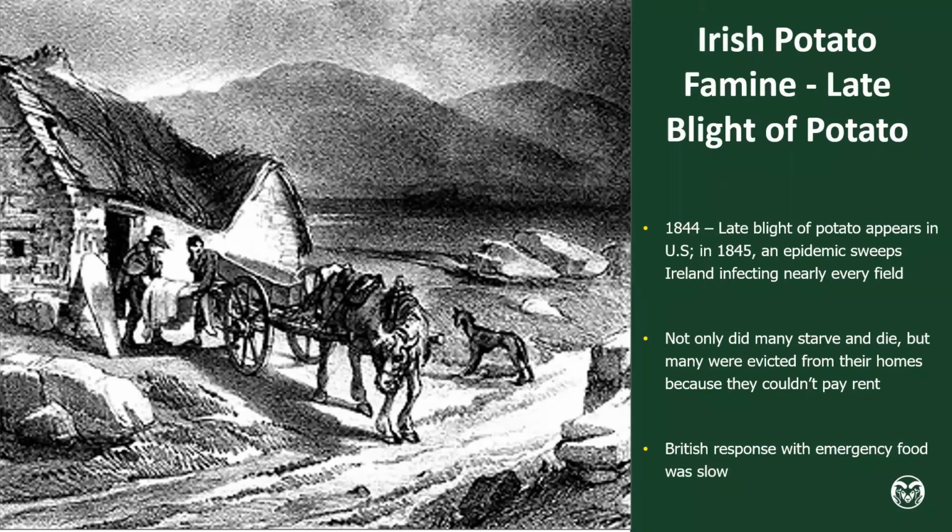The worst part of that is that the British response with emergency food was very slow because they didn't want to damage or disrupt the economic opportunities that they were having. So even though England was not having the problem of the Irish potato famine, they were still charging rent. So people didn't have anything to eat and didn't have anywhere to live. So the British response was slow. And also the British didn't like the Irish. So that was also something else that influenced the development of this disease. So the response was slow.